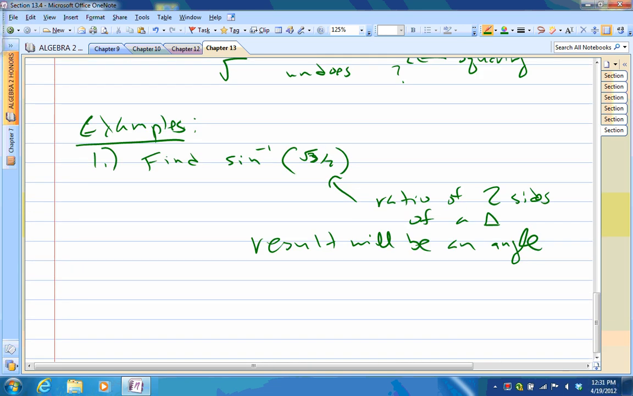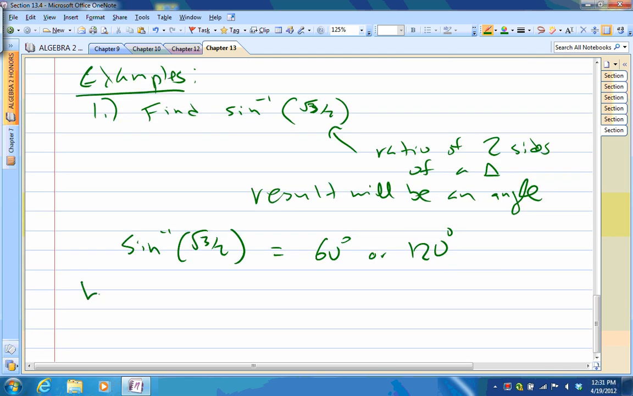So what this means is that inverse sine of root 3/2 will equal 60 degrees, or 120 degrees. That's because the sine of 60 degrees equals root 3/2, and the sine of 120 degrees also equals root 3/2.